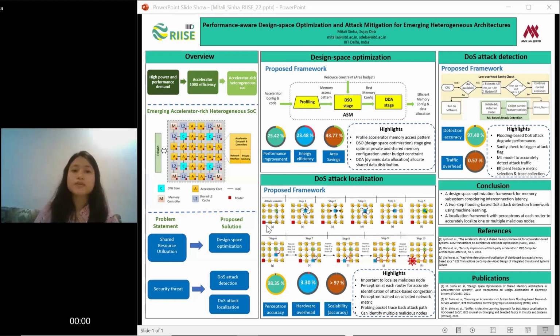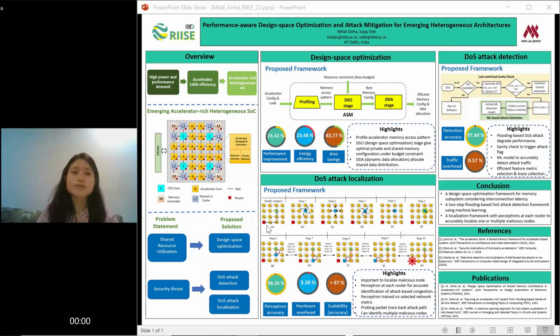Our experimental results show that, compared with a baseline private-only memory system, we get a performance improvement of 25.42% with our shared memory system framework. We get an energy efficiency of 23.48%, whereas we get an area savings of 43.77%.